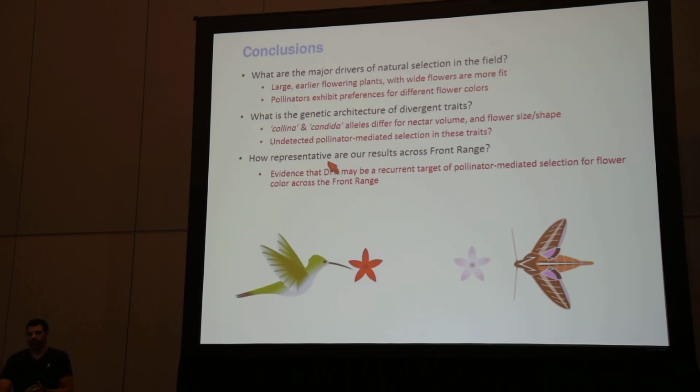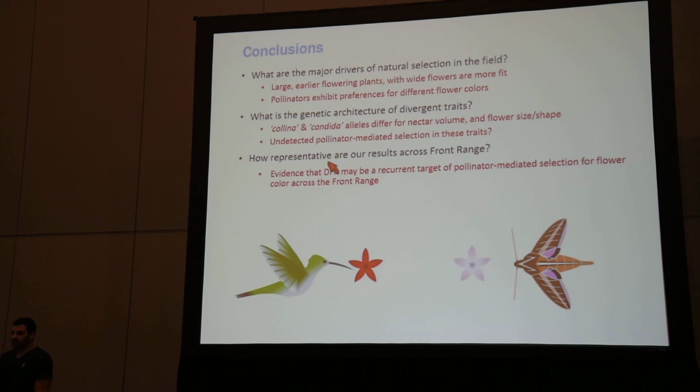Okay, so just to wrap things up, what are the major drivers of selection that we determined in the field? We found that large, earlier flowering plants that produce wide flowers with a lot of nectar tended to be more fit in that field population, and that pollinators do exhibit preferences for color only in this experiment, but not necessarily other traits.